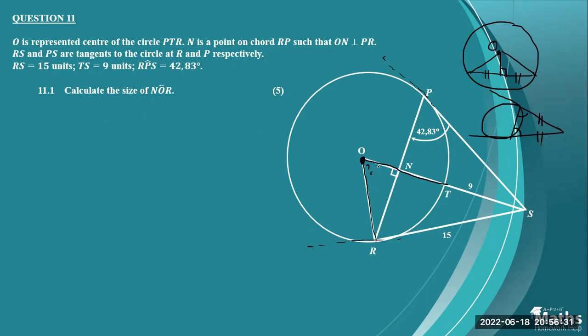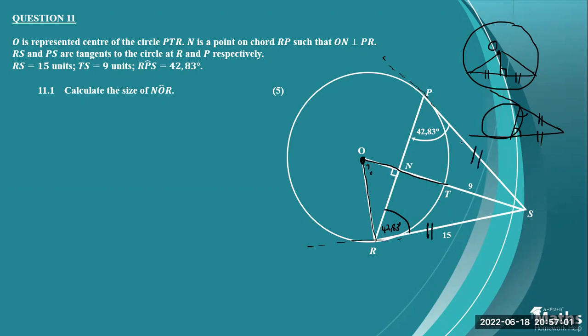We can't just work with, don't be tempted to think that this is angles in the same circle segment, because it's not. But we can start off saying that this angle R is equal to that one. So I'm going to start off saying these two are equal. So this one will be 42.83, because we must try and get to that little angle there.